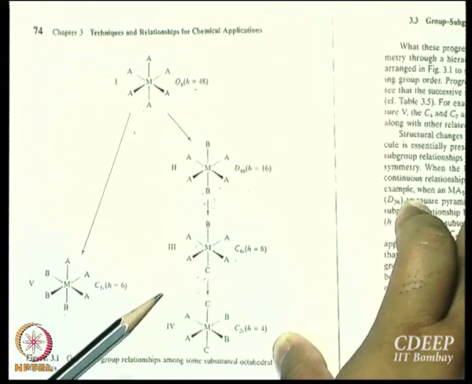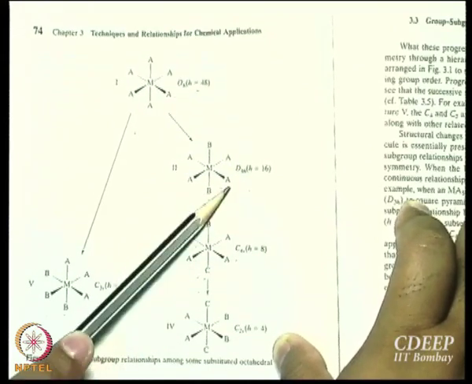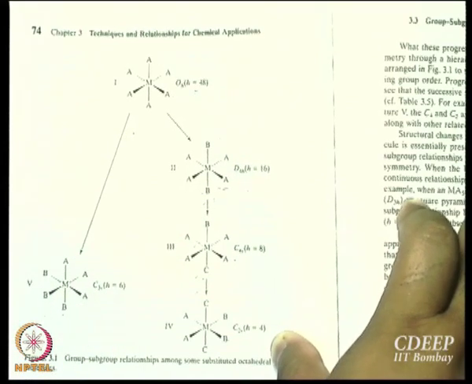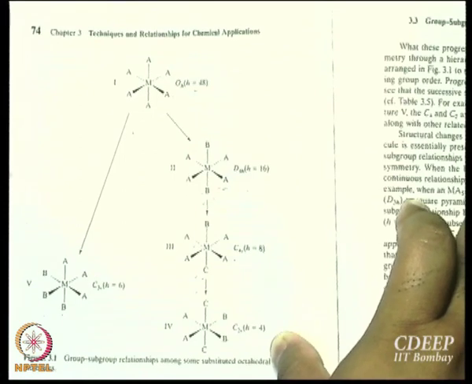Understand what I am saying? C3V is not a subgroup of your D4H, because D4H does not have a C3 axis, right. So, it depends on which symmetry elements you have sacrificed by substitution. So, from OH you can come to C3V directly, no problem.